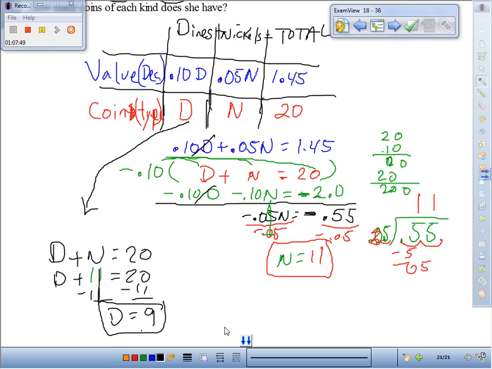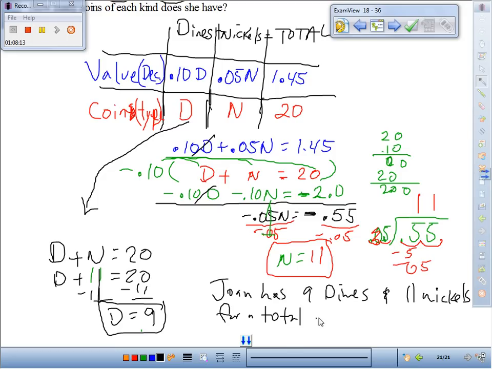So, once again, we're still missing the last part. What is the last part? Statement. Joan has 9 dimes and 11 nickels for a total of $1.45.